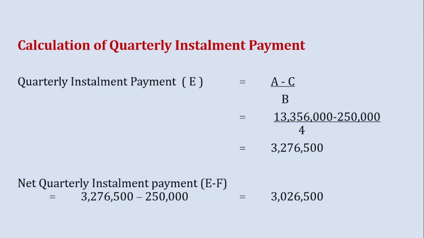Then we are going to calculate the net quarterly installment payment. Prior to that, we have to calculate the quarterly installment payment, that is E. To calculate that amount, we can apply the calculated figures to the formula. So, A means 13,356,000, C means 250,000, that is the amount deducted by the withholding agent from the interest. Then we divide by the number of installments, that is 4. The amount will be 3,276,500.